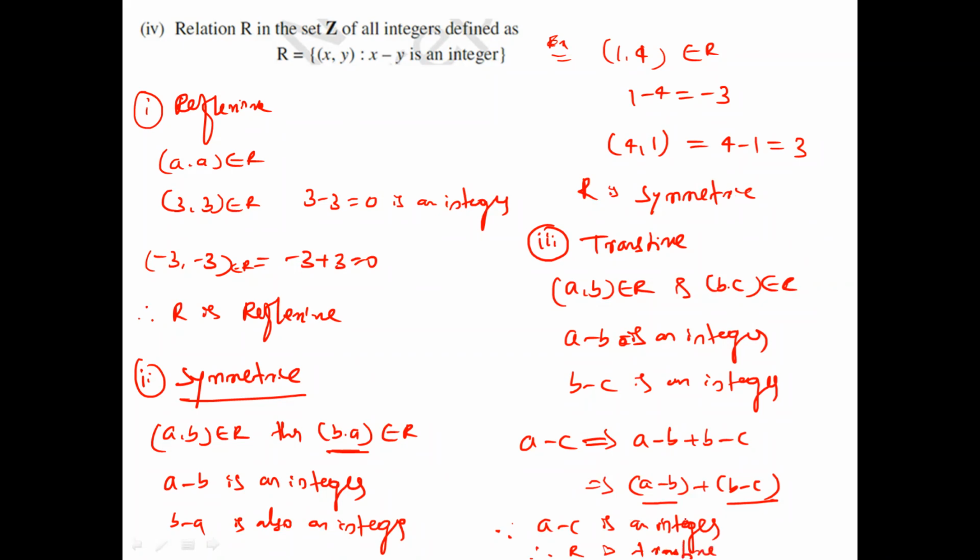If R is transitive, symmetric, and reflexive, this relation we call an equivalence relation. An equivalence relation means it should satisfy reflexive, transitive, and symmetric. If all three conditions are satisfied, we call it an equivalence relation. In case it does not satisfy any one of the conditions, it is not an equivalence relation. Please note down. I move to the next slide.